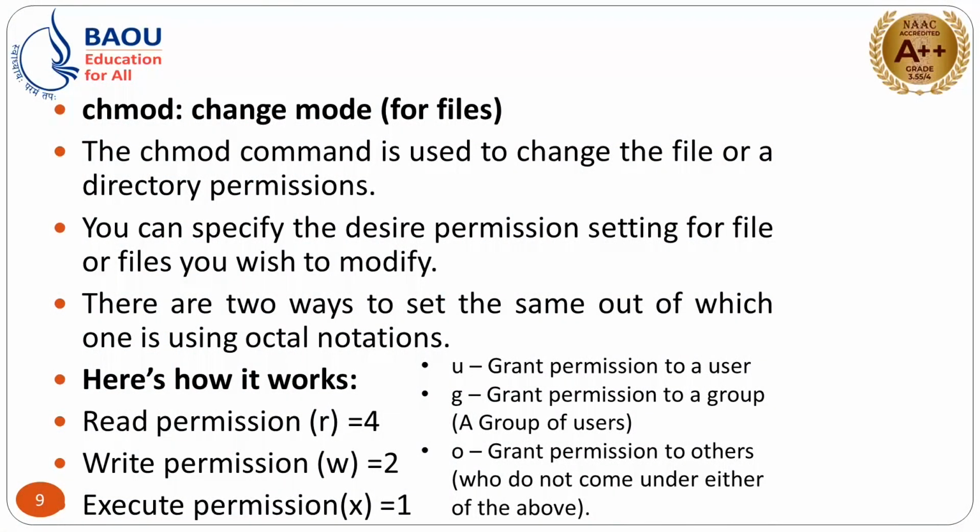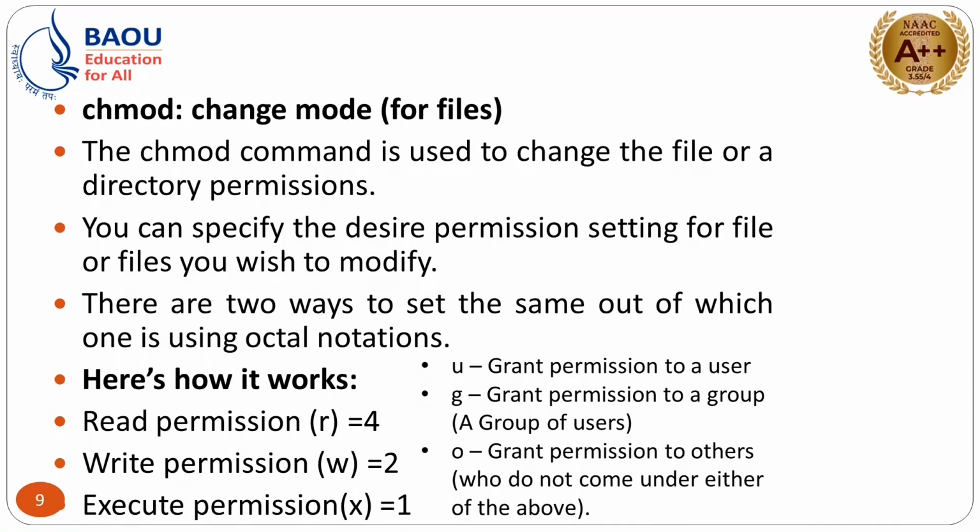One octal number represents a 3-digit binary number, and each individual digit represents some permission. If you don't want to use these octal numbers, you have another alternative. You can use letters. Now which 3 letters can you use? U, G and O. Now what do these letters indicate?